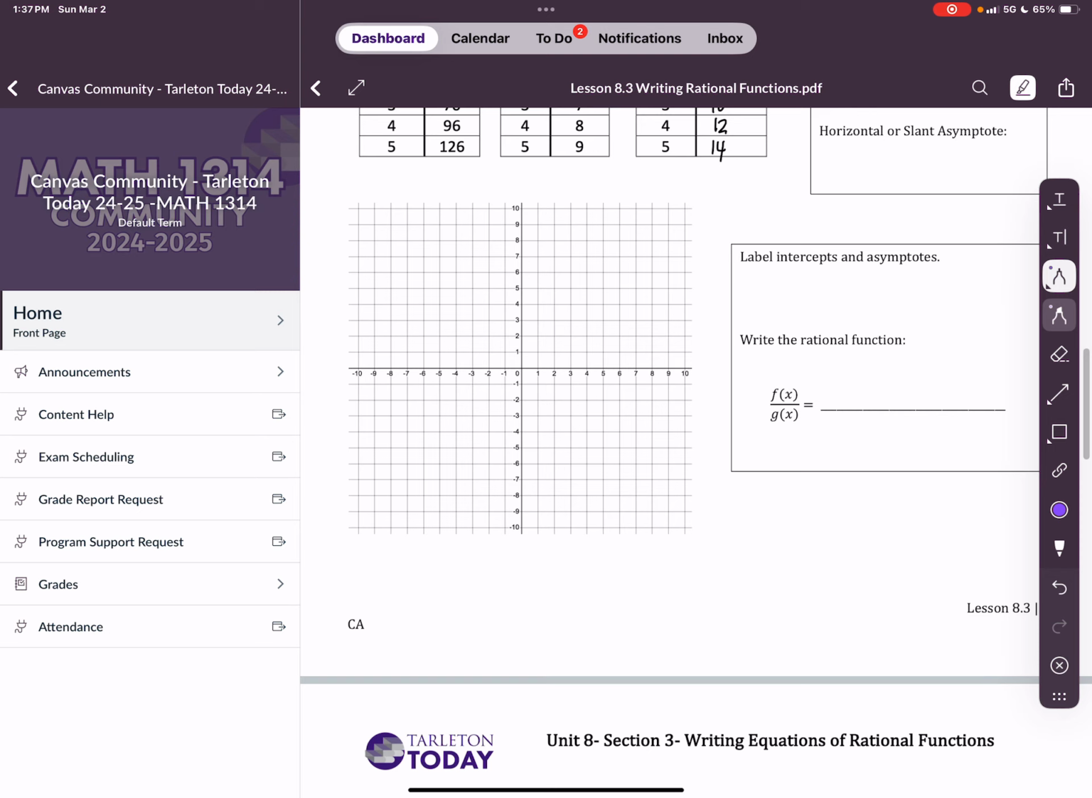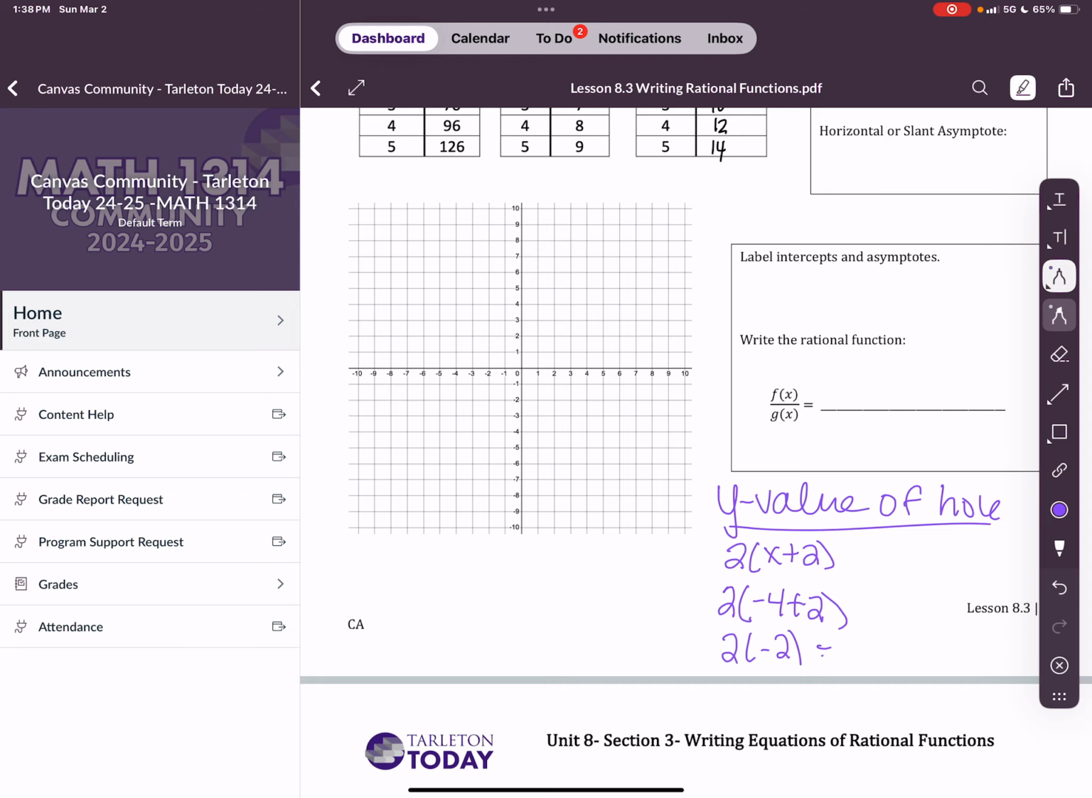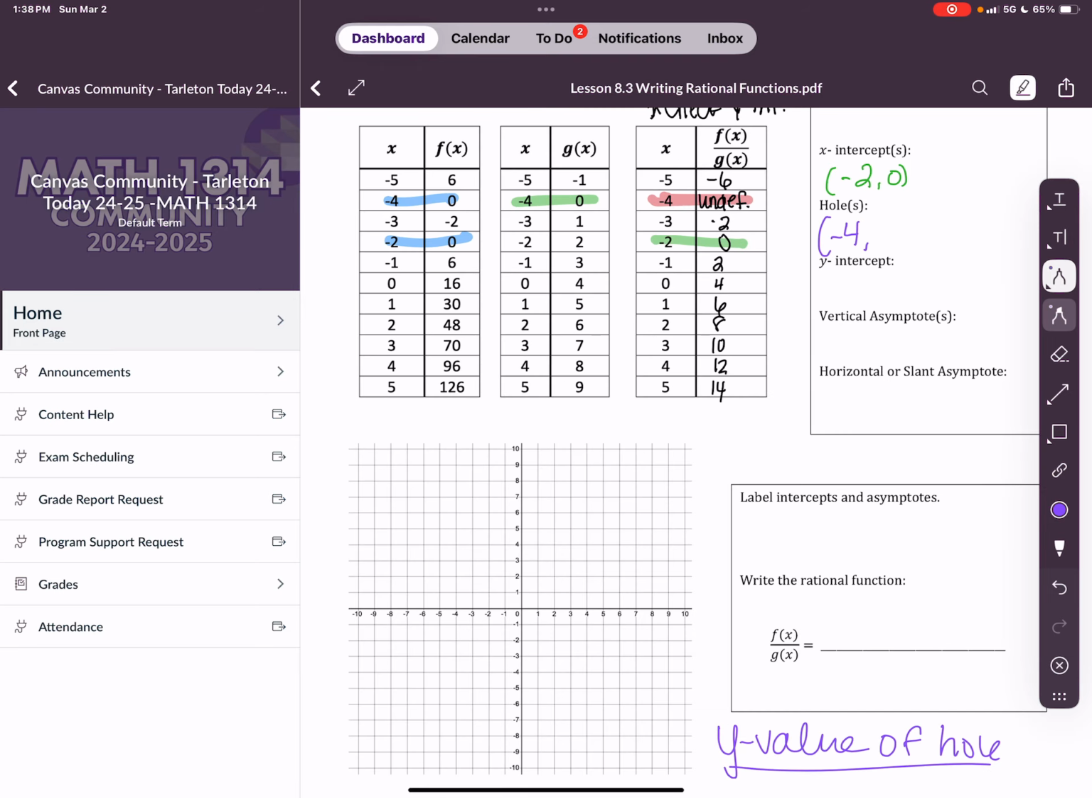Okay, so we're going to go down here for the hole. So our y value of the hole, I'm just going to rewrite it so you can see it here. It was 2 times x plus 2. That was the equation we're going to plug into. So we would say 2 times negative 4 plus 2. Well, negative 4 plus 2 is negative 2, so 2 times negative 2 gives you negative 4. So the y value of your hole would be negative 4.